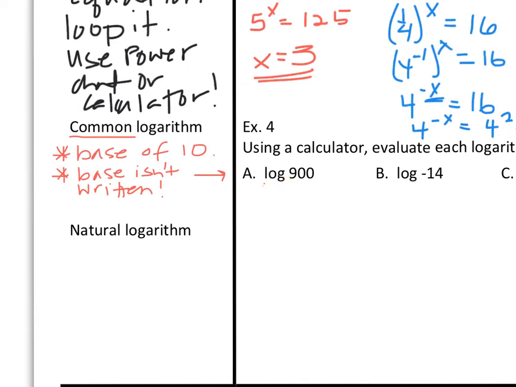Anything else, like the problems up above where we had log base 5 of 125 or log base 2 of 2 to the 8th, you have to do that looping rule. Here we're just going to simplify it with a calculator.